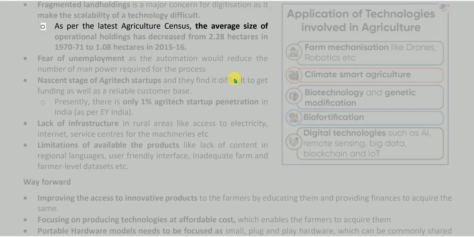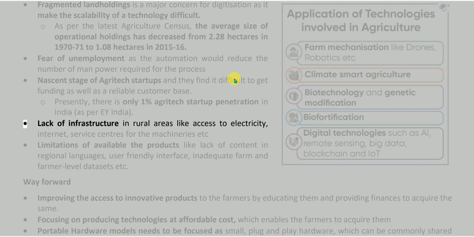As per the latest agriculture census, the average size of operational holdings has decreased from 2.28 hectares in 1970-71 to 1.08 hectares in 2015-16. Fear of unemployment, as automation would reduce the number of manpower required for the process. Nascent stage of agritech startups, and they find it difficult to get funding as well as a reliable customer base. Presently, there is only 1% agritech startup penetration in India, as per EY India.